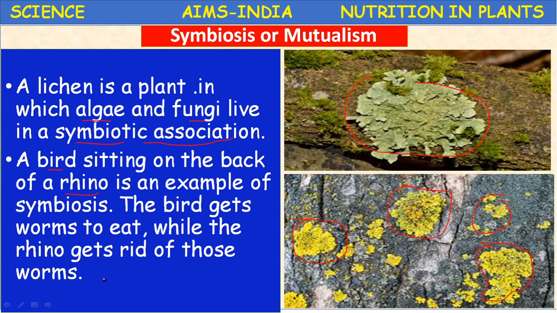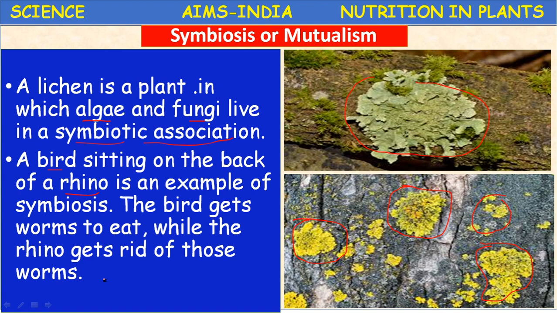Actually, some parasites grow on the rhinoceros, some worms are there. They suck the blood from the rhino. So these birds will eat those worms. So indirectly, the rhino is getting benefit from the bird. So the rhino allows that bird to sit on its back. Okay. So here this kind of association is called symbiosis.